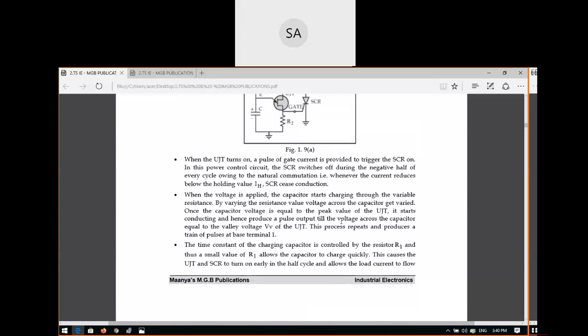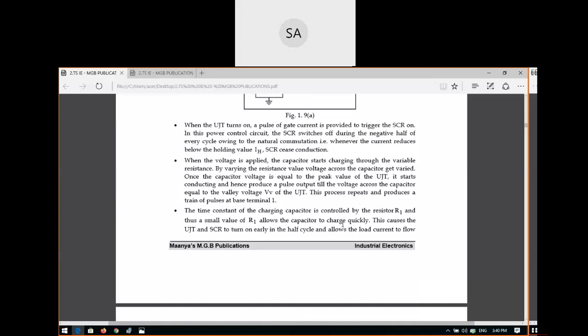When the voltage is applied, the capacitor starts charging through the variable resistor. By varying the resistance value, the voltage across the capacitor gets varied, and once the capacitor voltage is equal to the peak value of the UJT, it starts conducting, hence producing a pulse output till the voltage across the capacitor equals the valley voltage VV of the UJT. And this process repeats and produces a train of pulses at base terminal 1, and the time constant of charging the capacitor is controlled by resistor R1, and thus a small value of R1 allows the capacitor to charge quickly.